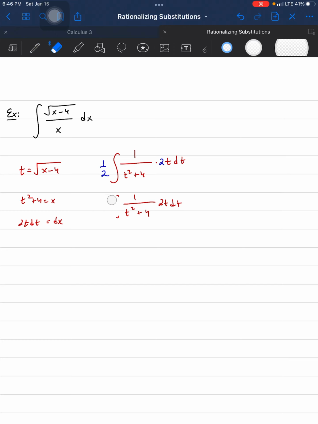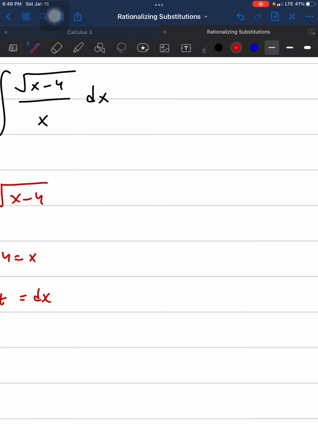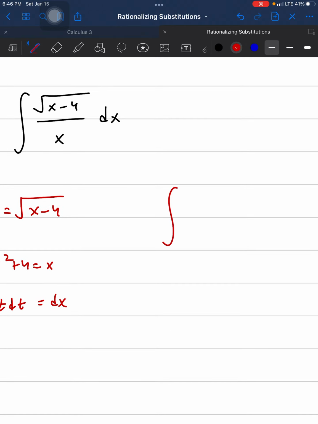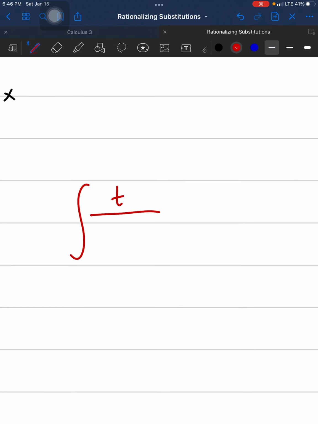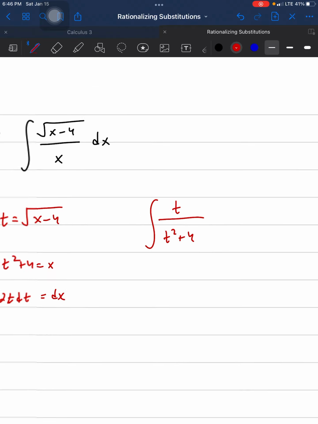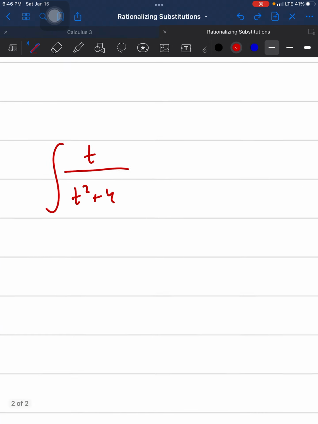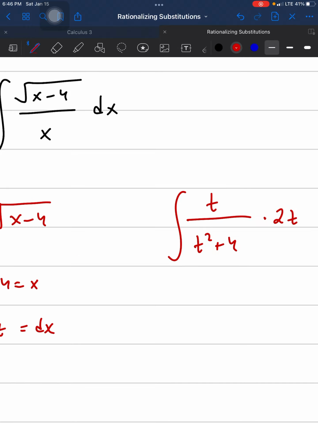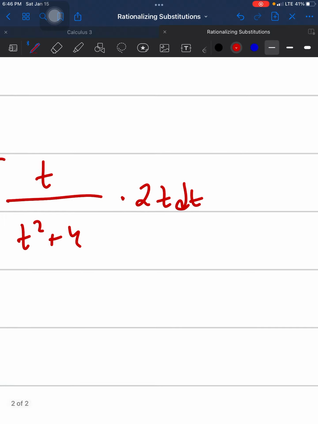Actually, wait. I think I made a small mistake. We still need to add that 2t dt. So let's continue doing what we were doing first. We substituted t squared plus 4 for x, and then dx. Let's just say dx is 2t dt. We're not going to add anything on the outside. We're just going to substitute what we found.